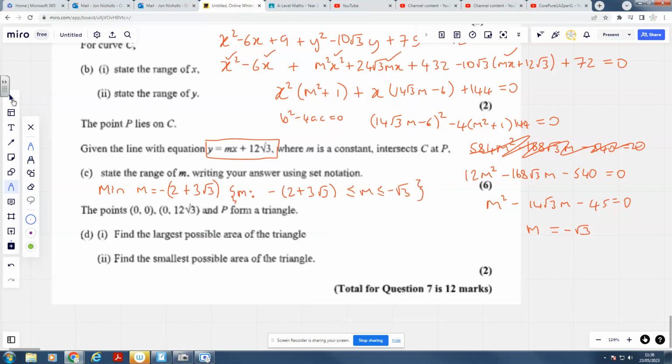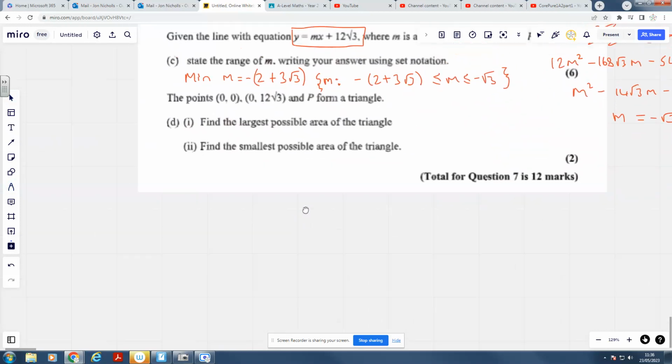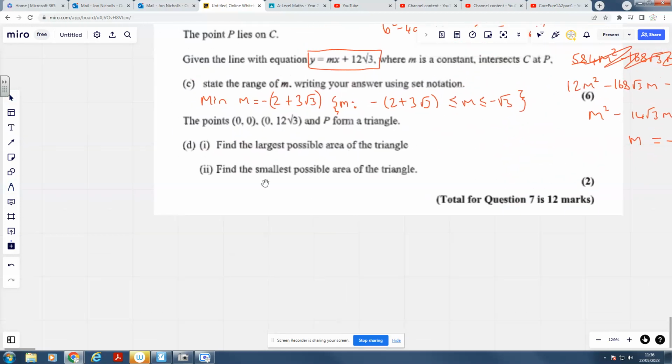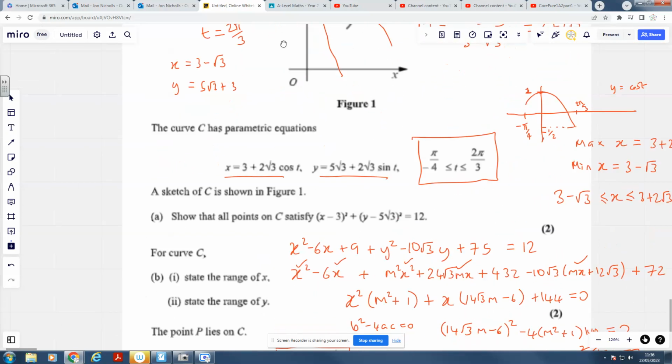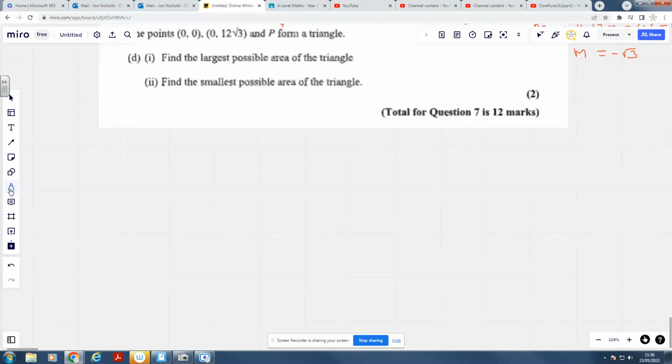There we go. Okay, finally, I just want to do the last little bit of this question. Find the largest possible area of a triangle and the smallest possible area of a triangle if P, 0, 0, and 0, 12 root 3 form a triangle. Well, let's draw this out again. I've got some nice arguments for this, I think.